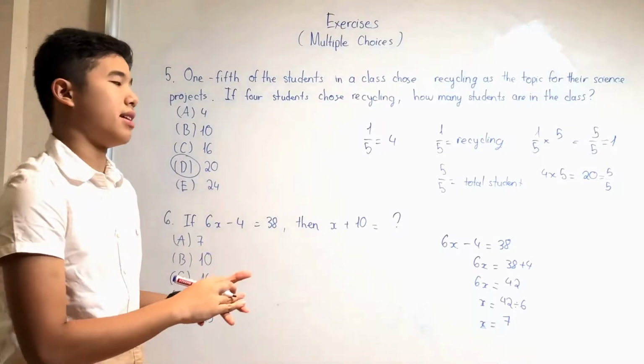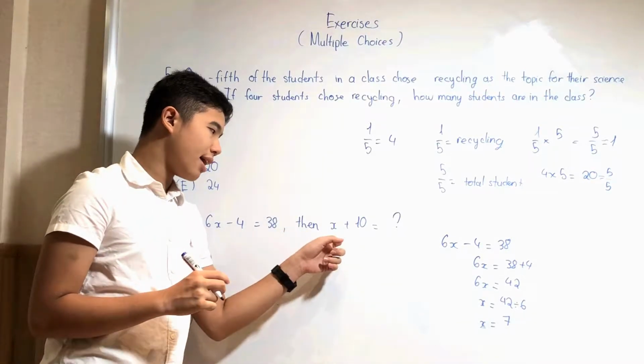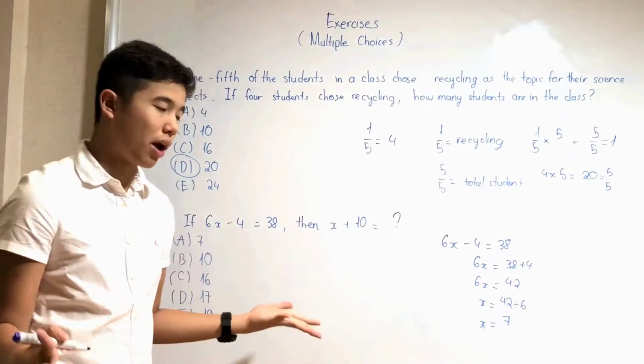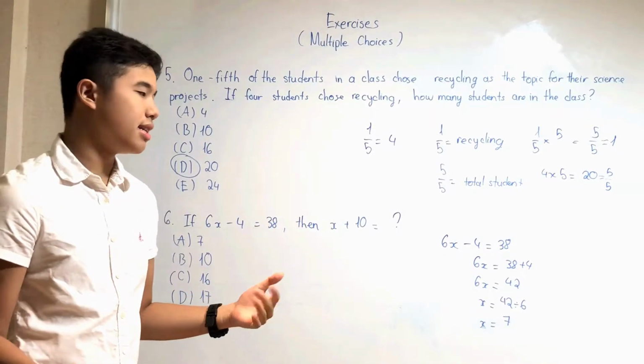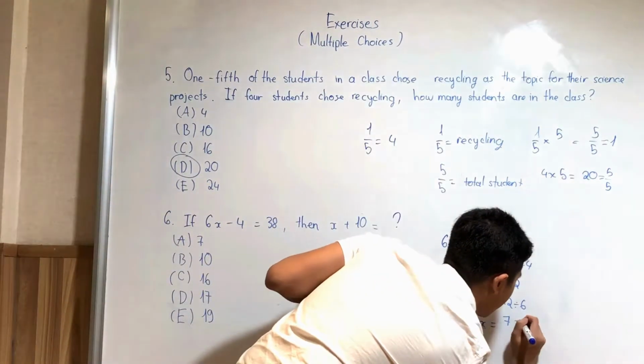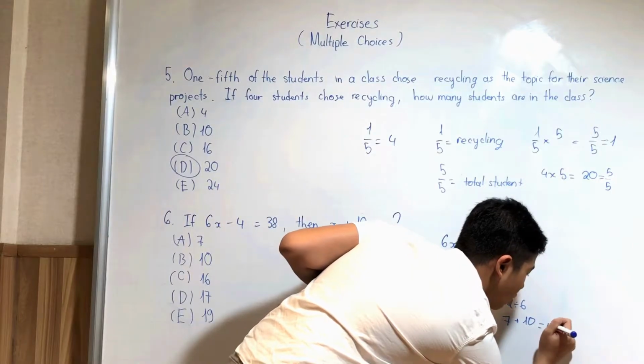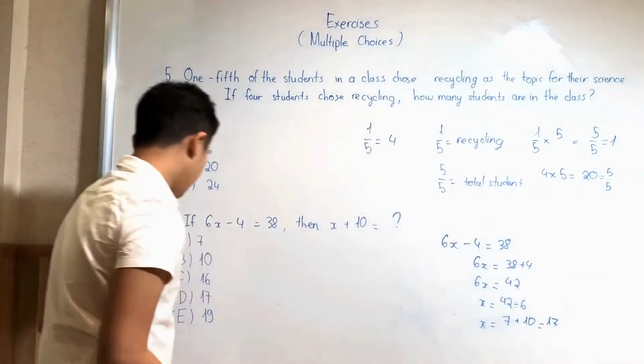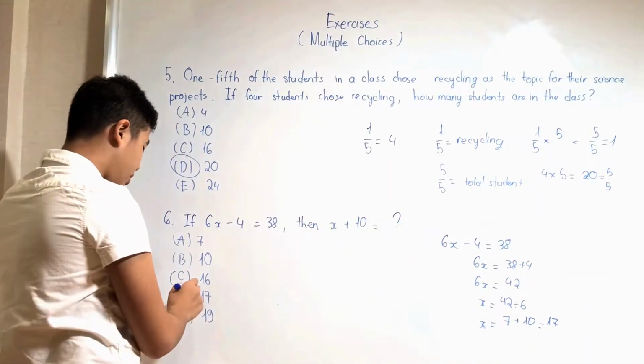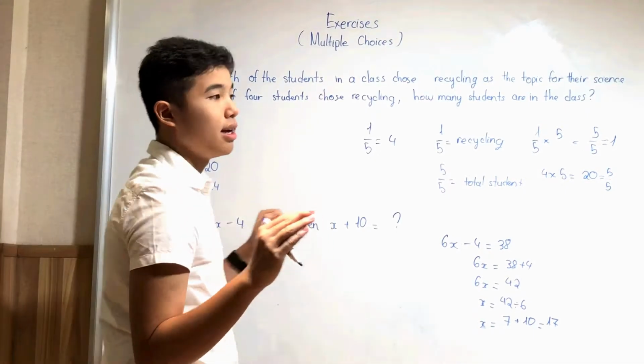We're not gonna just stop there. So then x plus 10 is equal to what? 7 plus 10 is equal to 17. So the answer choice here is 17.